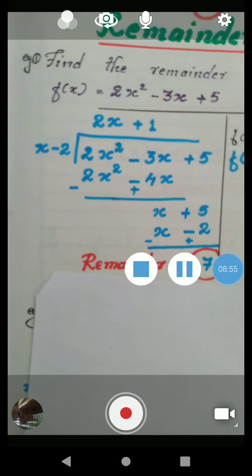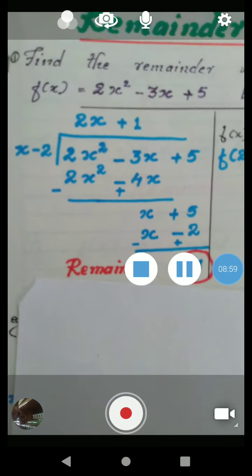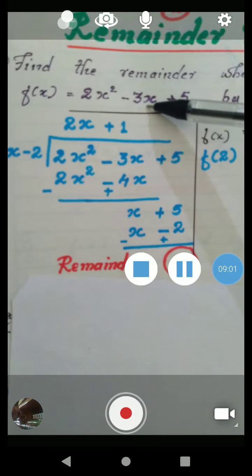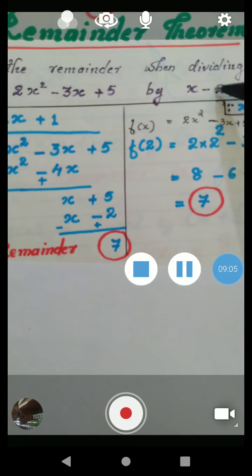Now consider that you have to find the value of this polynomial when x is equal to 2.